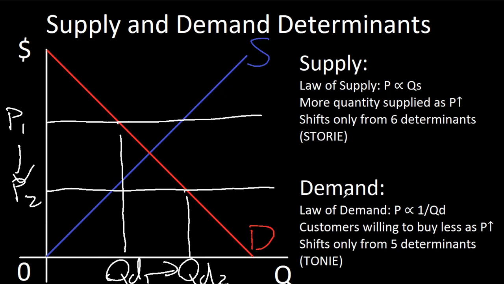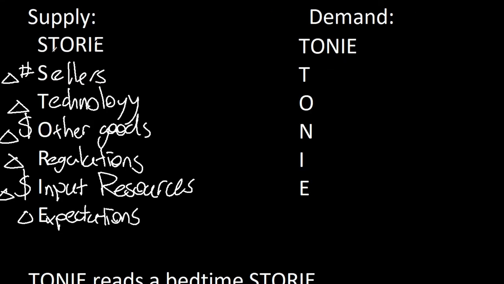So for demand, we have the law of demand, which states that price has an inverse relationship with quantity demanded. This means that consumers will be willing to buy less as price increases, as the good is more expensive. Think about it in a consumer mindset. Like supply, demand itself has its own determinants, specifically 5 of them, which can be summed up by this acronym of TONIE, which I got from Khan Academy. And TONIE rhymes with story, which is why they work quite well together.